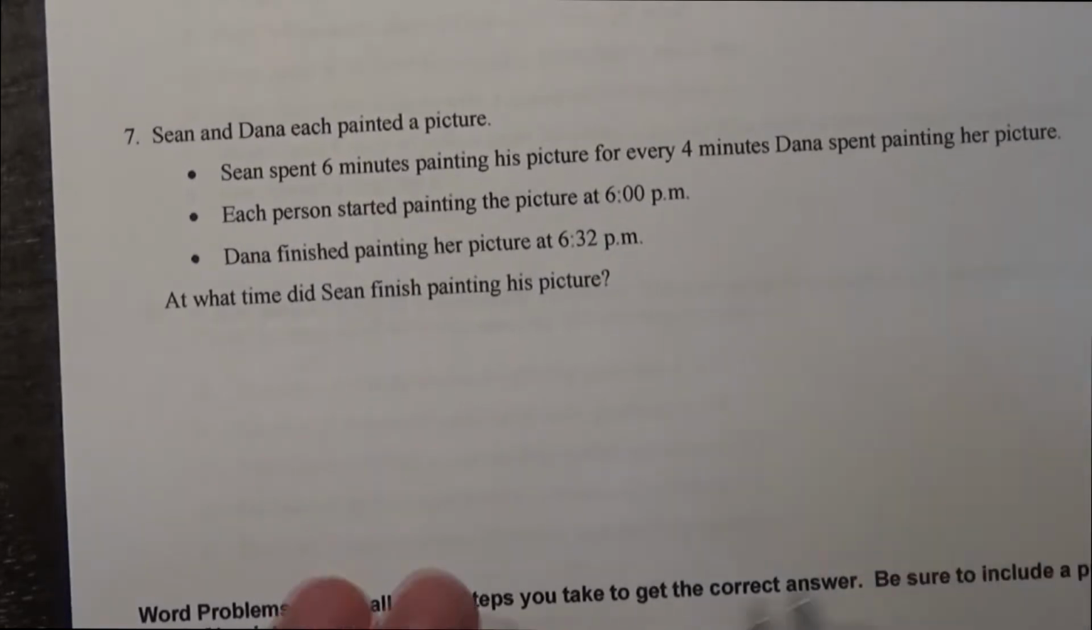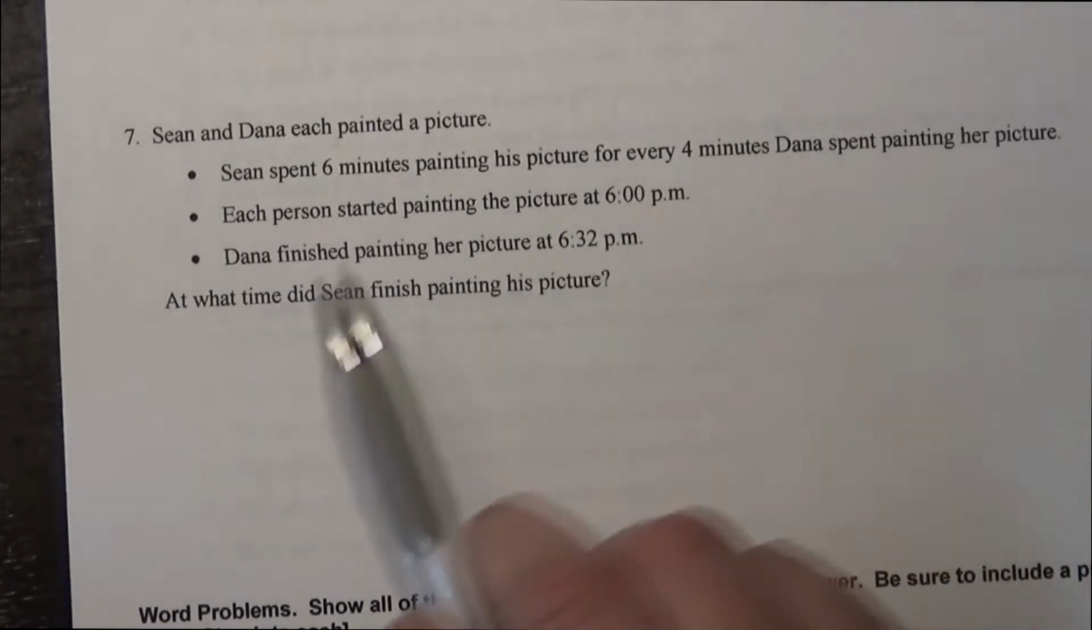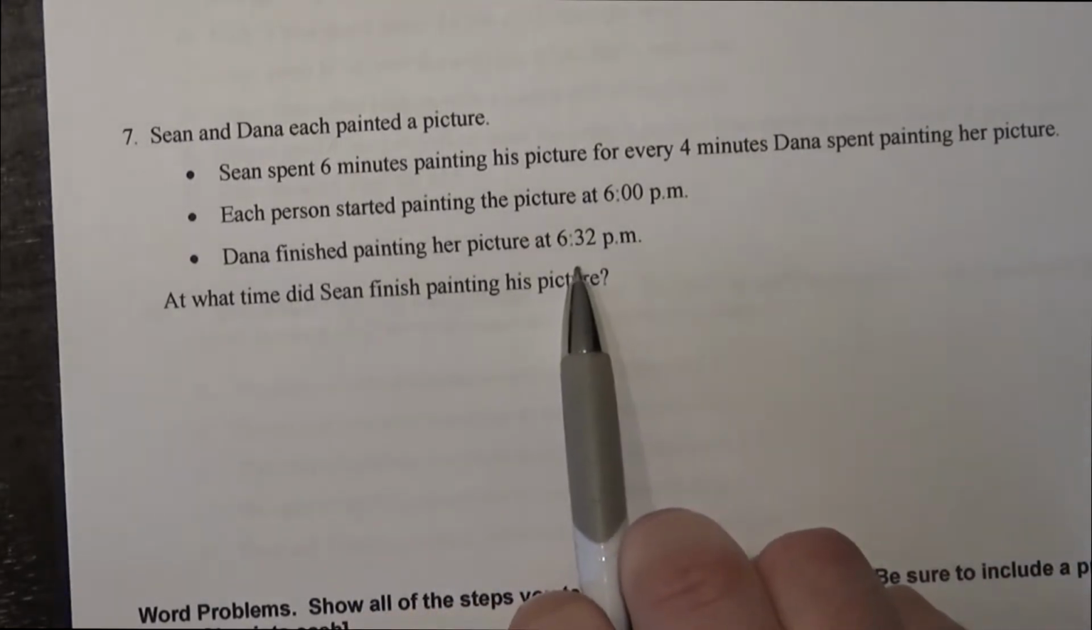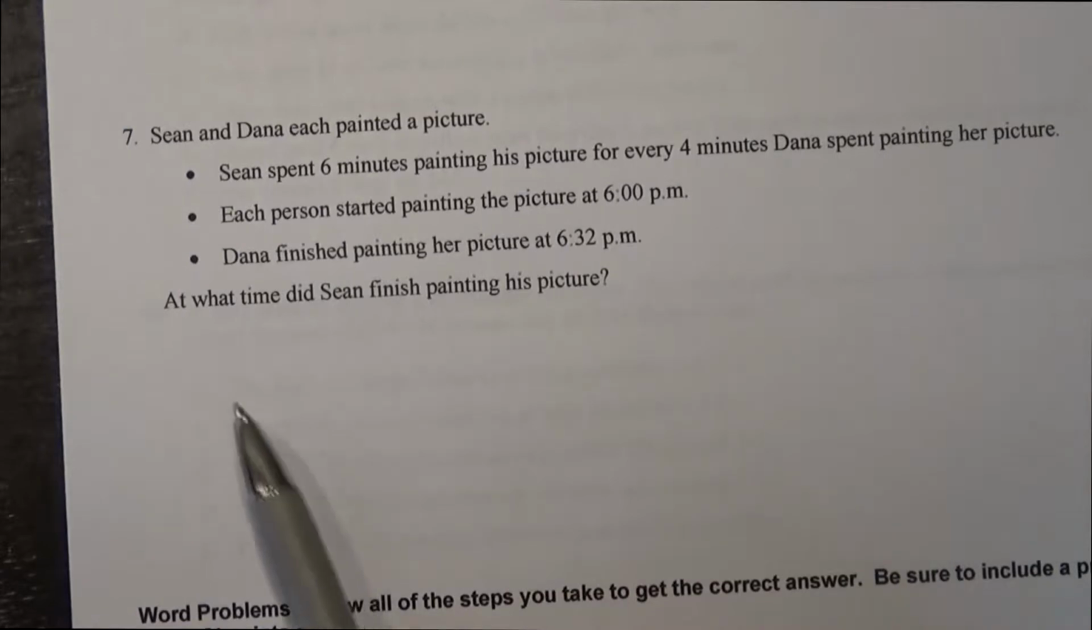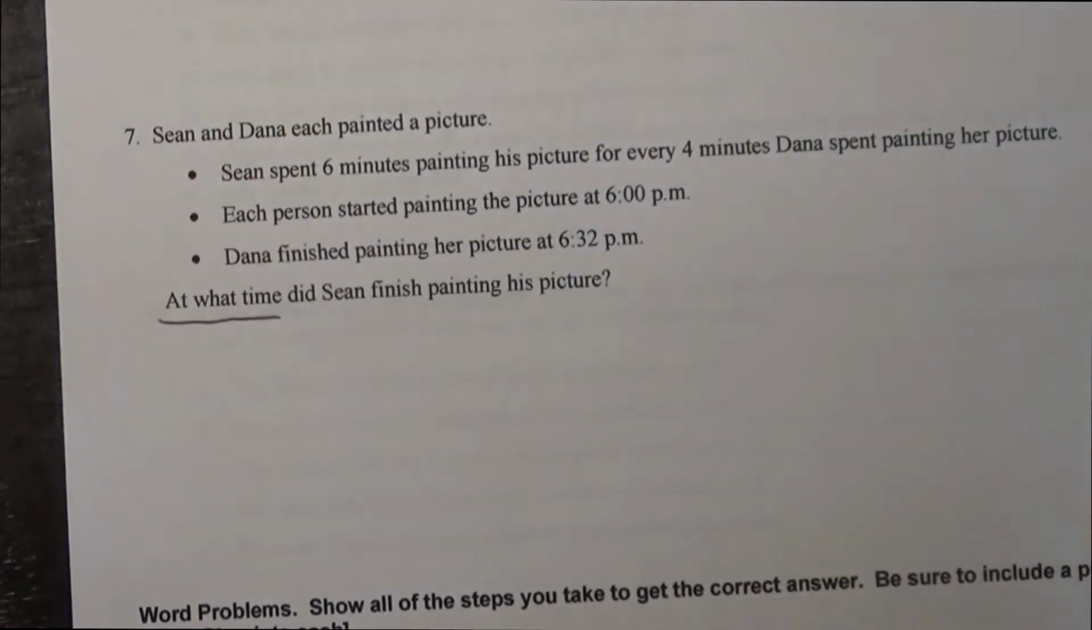Here's number 7. This one could be tricky because it's all a matter of reading it and understanding it. We have Sean and Dana each painting a picture. Sean spent 6 minutes painting his picture for every 4 minutes that Dana spent painting her picture. Each person started painting at 6 p.m. and Dana finished painting her picture at 6:32 p.m. We want to know at what time did Sean finish painting his picture.